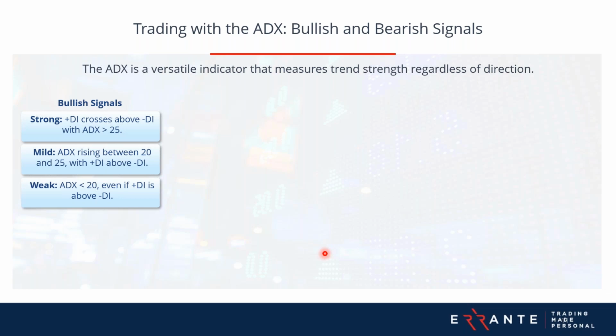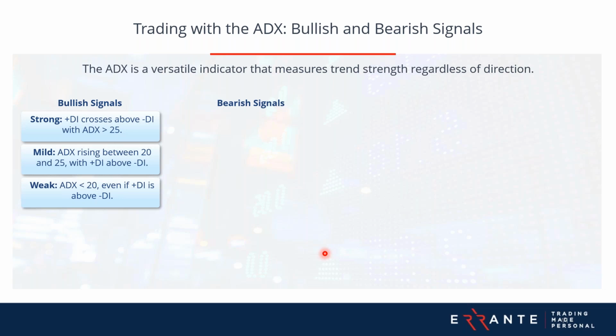And also, there are sometimes weak signals generated by ADX, and that's when the ADX is below 20 or falling towards 20 from a high peak, indicating a lack of trend strength or losing momentum in the prior trend. Even if the plus DI is above the minus DI, we don't consider it a very reliable signal.